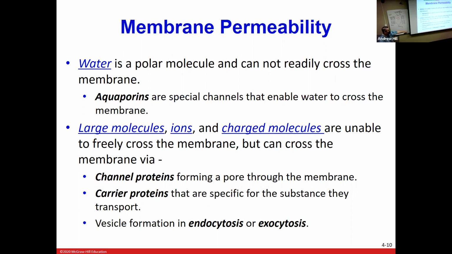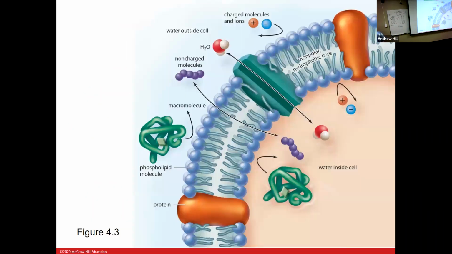And then finally, for some really large molecules like proteins, we're going to have to do something quite different. Those are going to be too big for channel proteins. We're going to have to use what are called vesicles, which are spherical bits of membrane. They're going to do processes called endocytosis and exocytosis, which we'll talk about in a second.